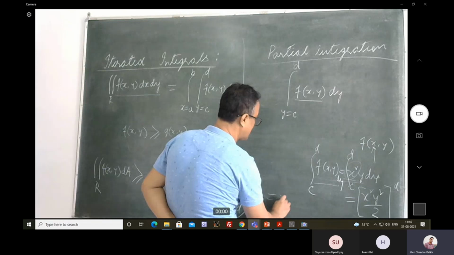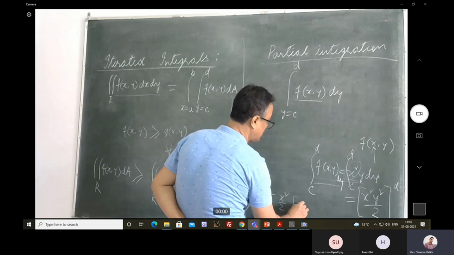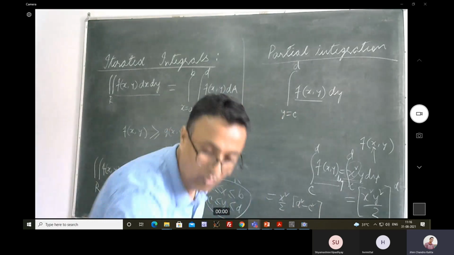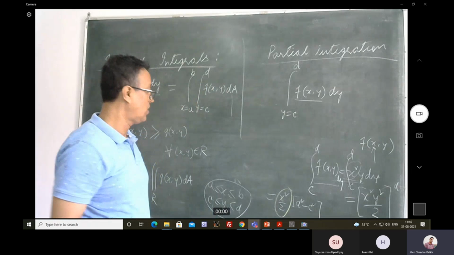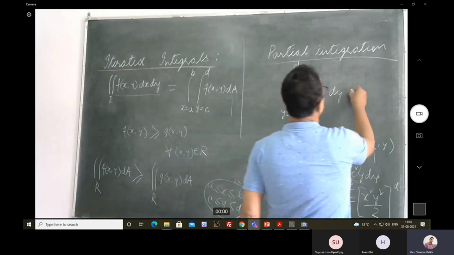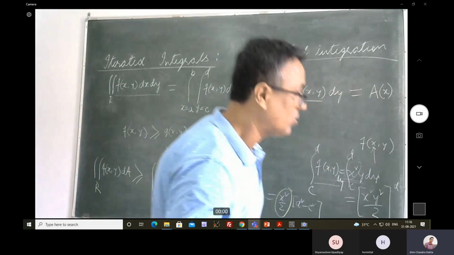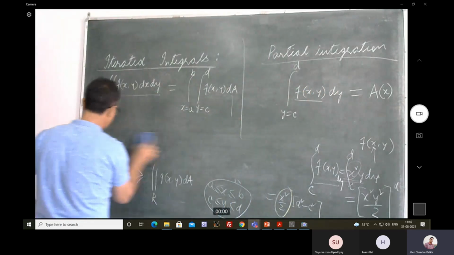So eventually you will see that this is simply x squared by 2, your d squared minus c squared. So eventually what you get is a function of x. So this is going to be a function of x. So now, what is the concept of iterated integral?